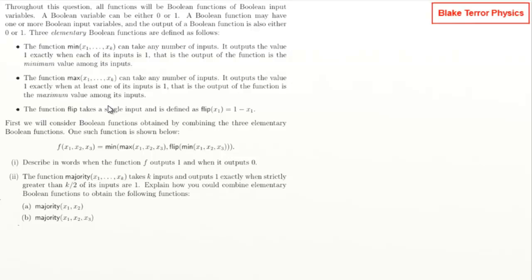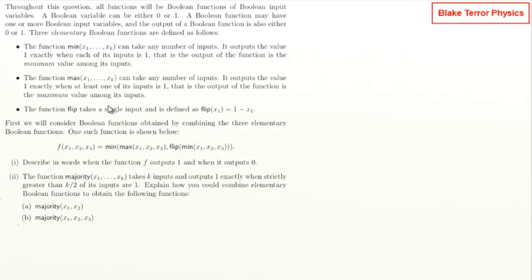Three elementary Boolean functions are defined as follows. The function min of any number of inputs, so I've put k inputs into that one, outputs the value 1 exactly when each of its inputs is 1. Right, that is the output. The output of the function is the minimum value. Okay, that fits with the name.